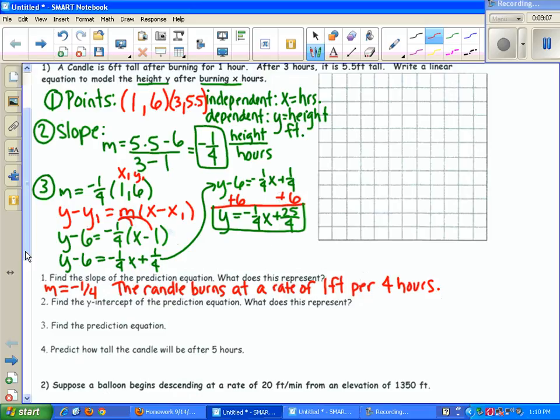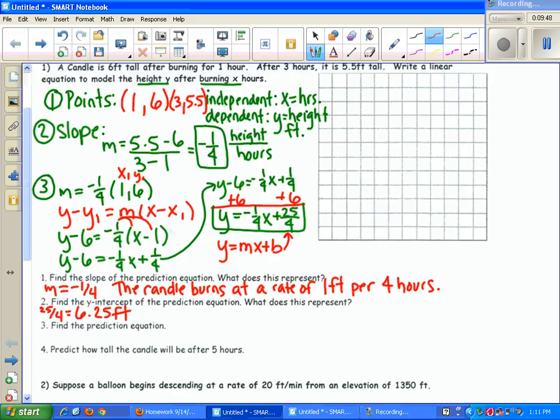So then for question number 2, it says, find the y-intercept of the prediction equation. What does this represent? So the y-intercept is easy to find because remember, when we have y equals mx plus b, that's our b value, which we found right here. So I know in this case the y-intercept is 25/4. And I'm going to go ahead and put that in a decimal form. Normally I like to keep it as fractions, but if we're talking about a word problem, it's okay to do that. So we're going to put this as 6.25 feet.